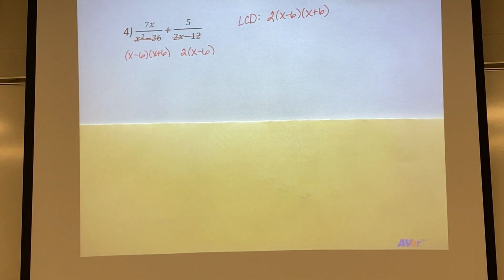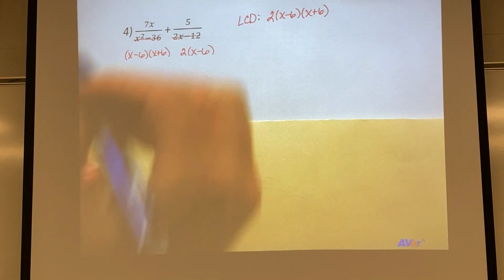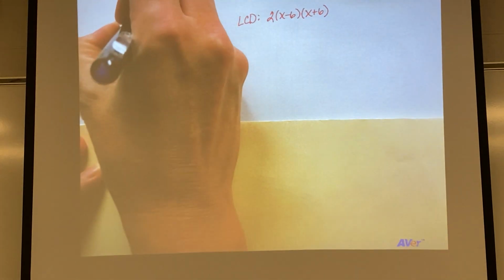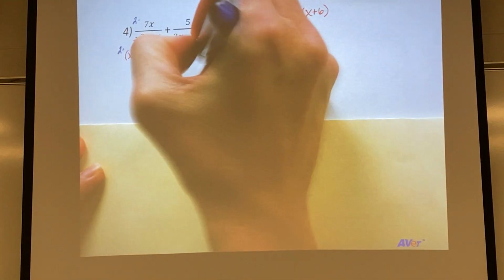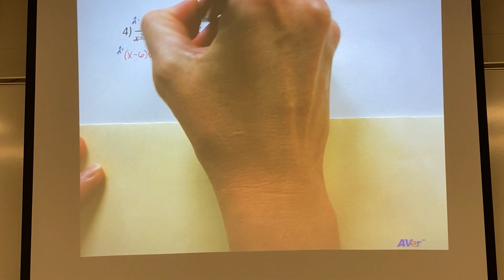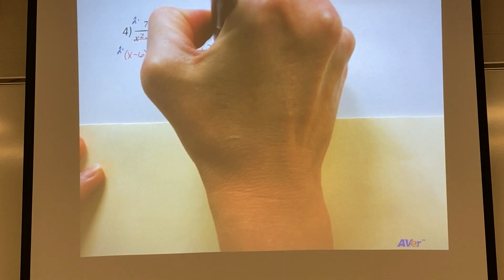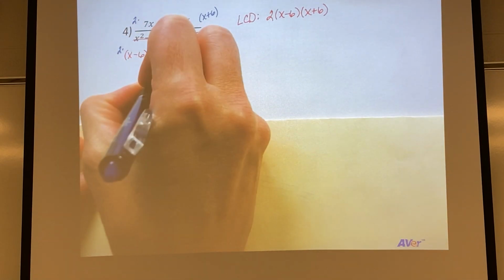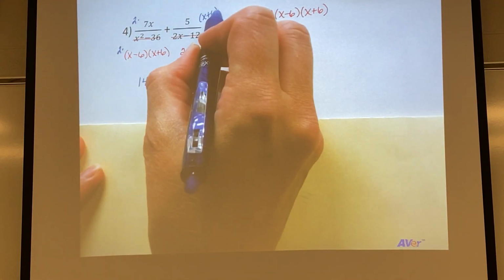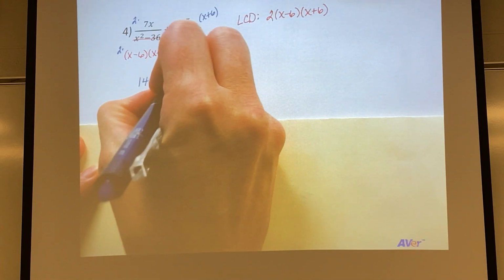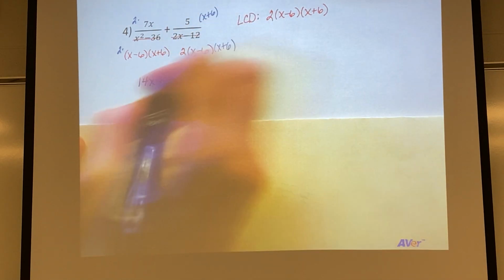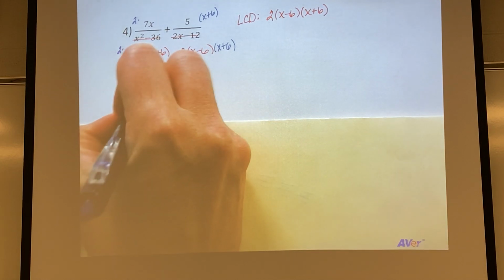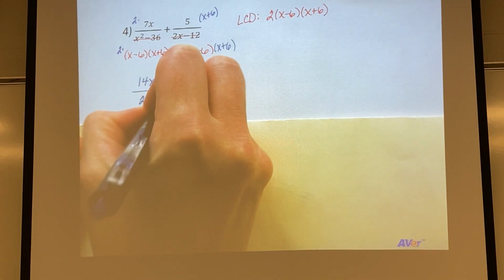So if you haven't done it already, go ahead and pause and multiply by what it's missing so then we can combine those together. All right, so this first one, we are going to multiply the top and the bottom by 2. And then the next one, top and bottom by x plus 6. So we end up with 14x plus, I'm going to go ahead and distribute this, 5x plus 30 all over our LCD. 2 times x minus 6 times x plus 6.